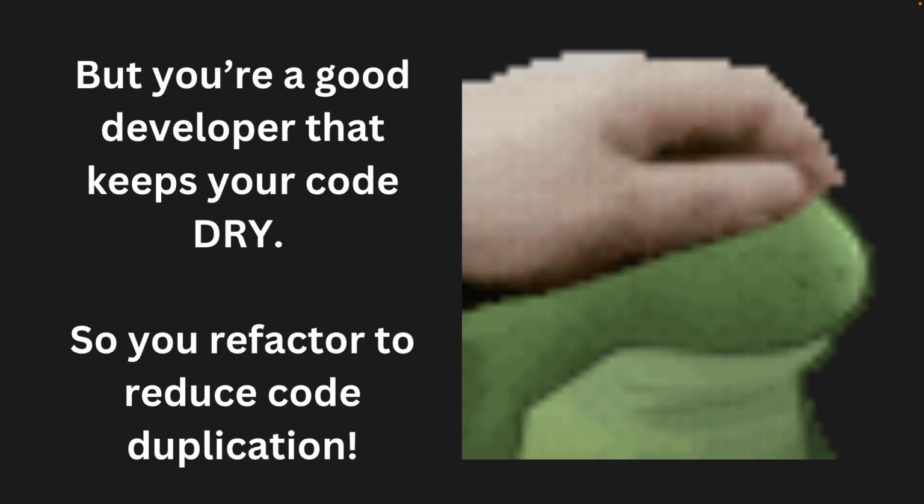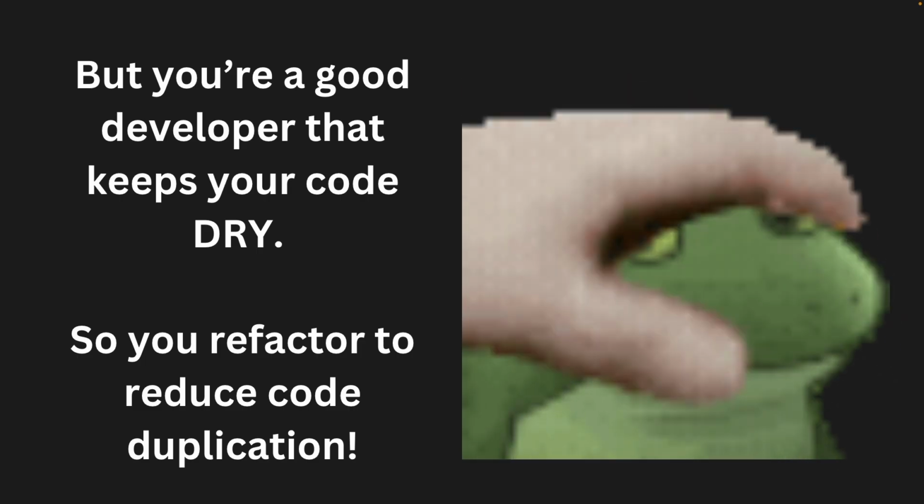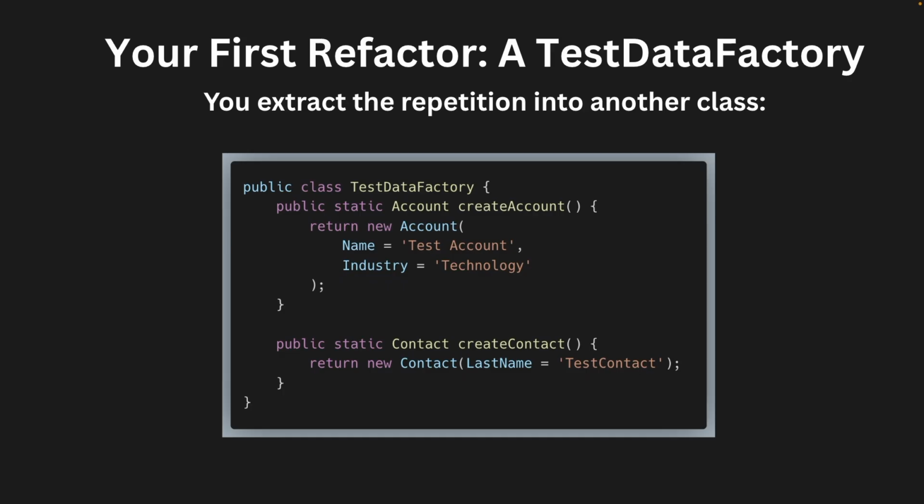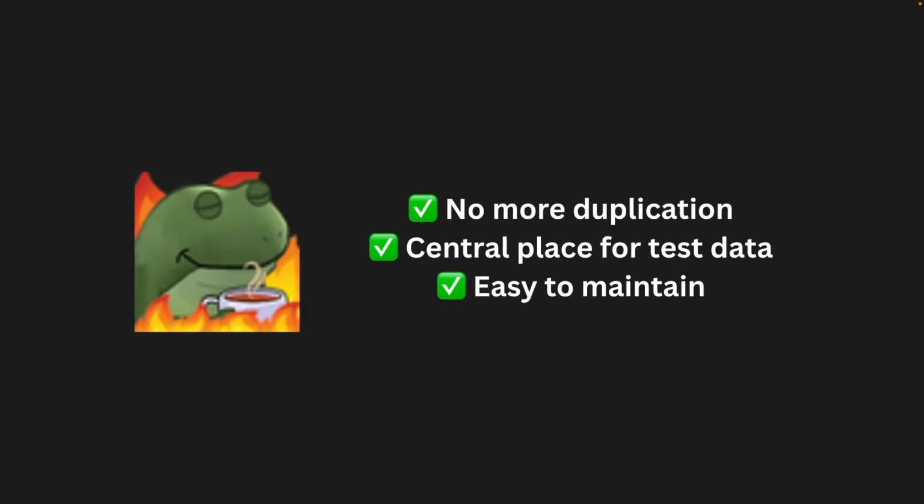But you're a good developer and you want to keep your code DRY. So you refactor it to reduce that code duplication. In your first attempt to do a refactor, you create a TestDataFactory. You extract that repetition into another class, so you can call this class instead of repeating the code inside the methods. So you make a class called TestDataFactory, you create a method in there called createAccount, and you create your account. You can do the same thing with contact, lead, so on and so forth. You're feeling pretty good about yourself at this point. You don't have code duplication as much, you have a central place for all your test data, and it's relatively easy to maintain at this point.